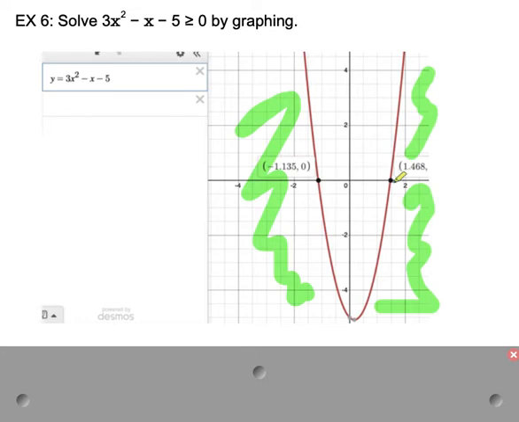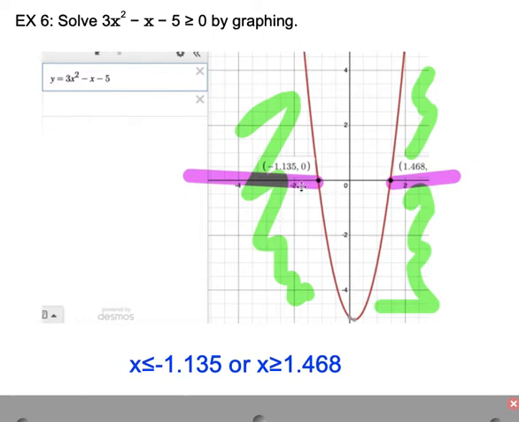Well, my x values are shaded in starting over here and to the right, and over here and to the left. So what that means is that my answer is either less than -1.135 or greater than or equal to 1.468. So that is how you can graph using Desmos to help you figure out the answer. You just need to decide on whether you want in between the two or if you want the outside. And the easiest way to do that is to test a point.